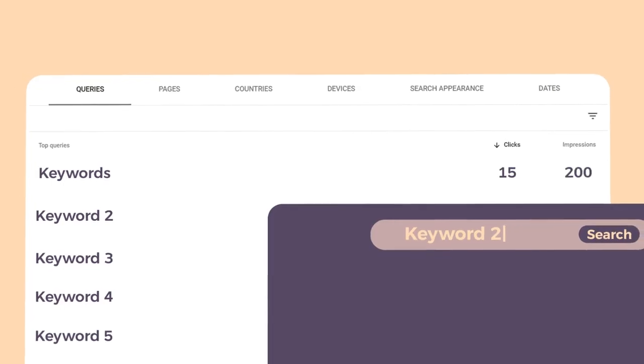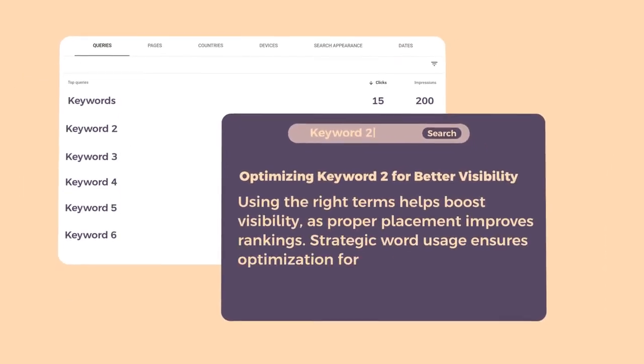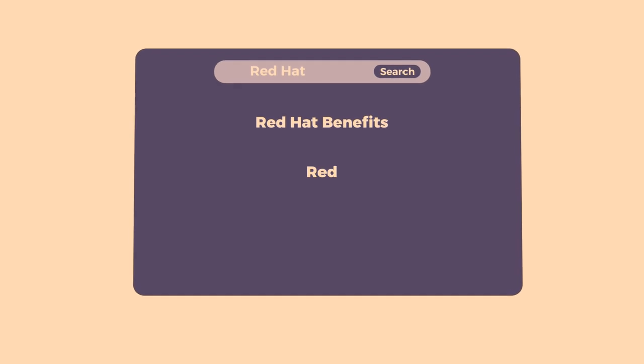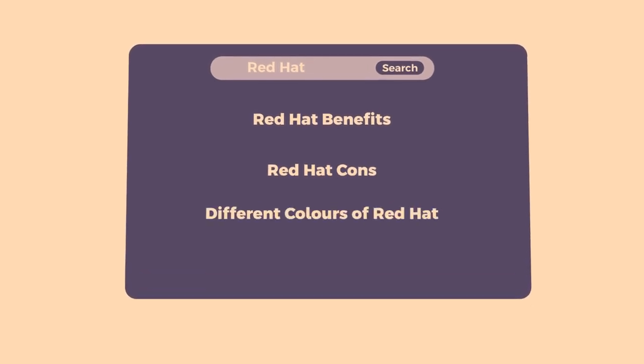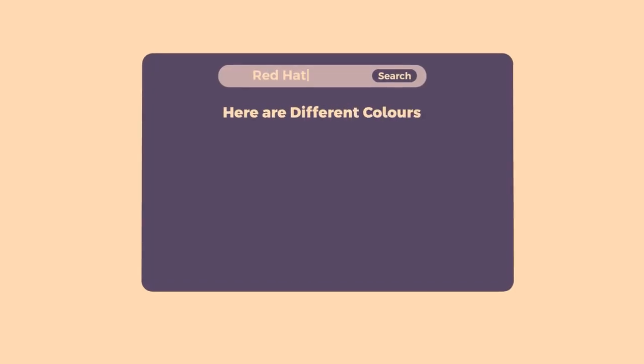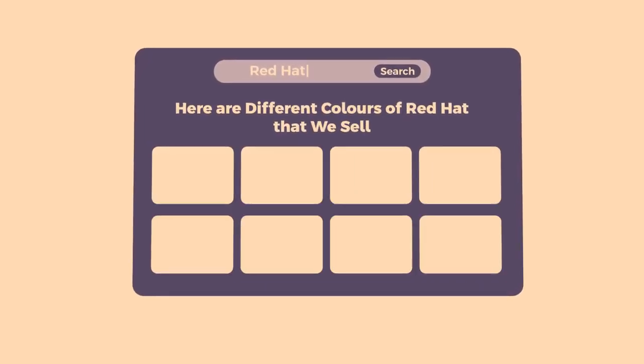Maybe you're position 8, maybe page 2, and you've gotten a couple clicks for them, but you're not using them on the page. You don't have a subheading on the topic, right? There might be, like, X benefits. So if you're selling something, it might be red hat, and then you have red hat benefits or red hat cons or different colors of red hats. All of those can be incorporated in the content. You can have a subheading, here are the different colors of red hats that we sell, and then you can list them all. And each of those lists can probably be different keywords from Google Search Console.